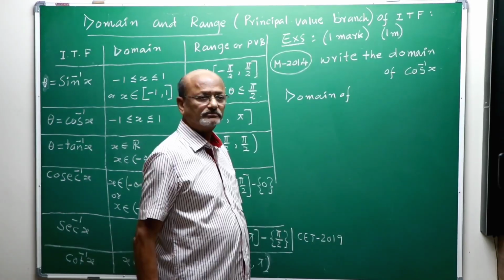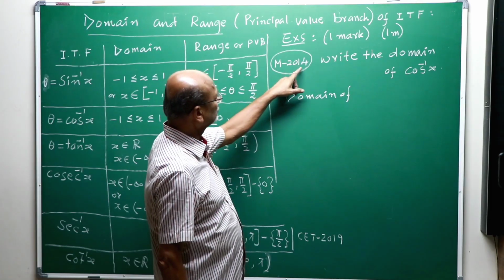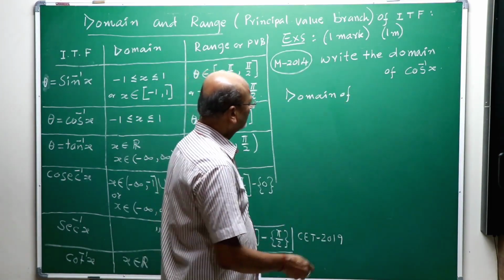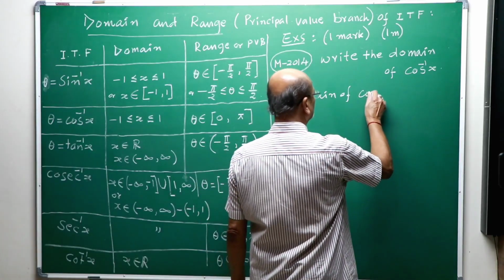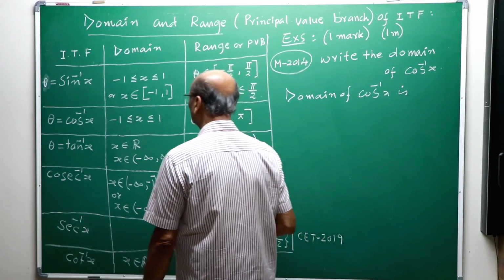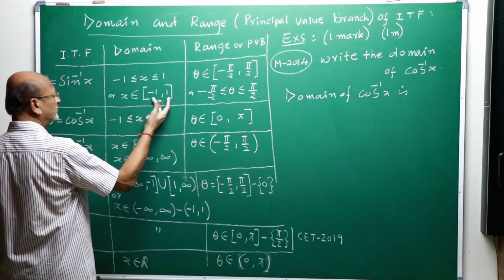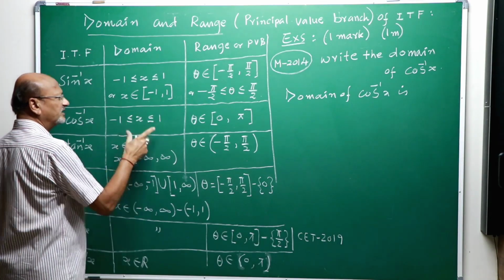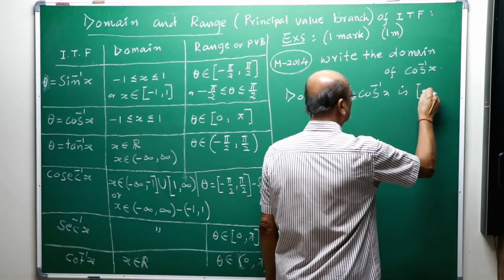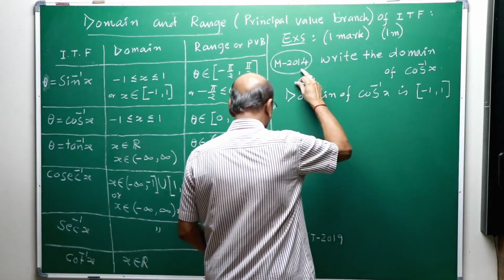I do the example. My friends, this appeared in March 2014. Write the domain of cos inverse x. What is the domain of cos inverse x? Either we can write it in the form of a closed interval, otherwise in inequality notation. It is the closed interval -1 to +1. This appeared in 2014.